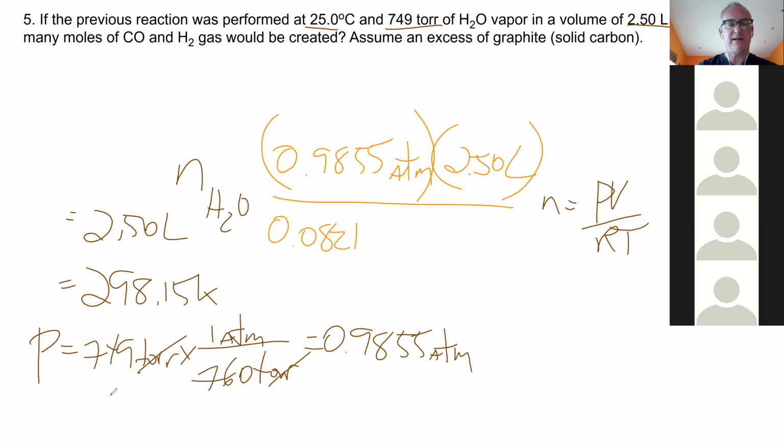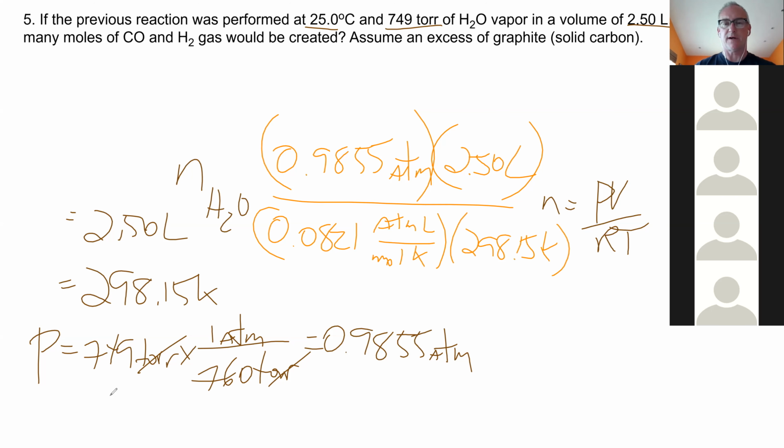And what are my units for R? Atmosphere liters over mole Kelvin, right? And then I multiply that by my temperature, so multiply that by 298.15 K.